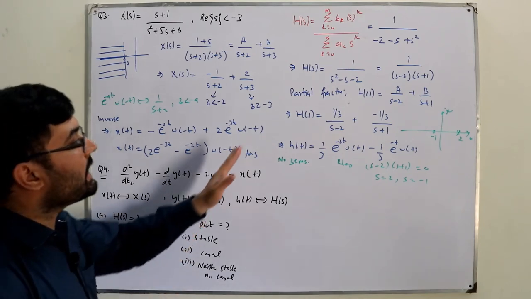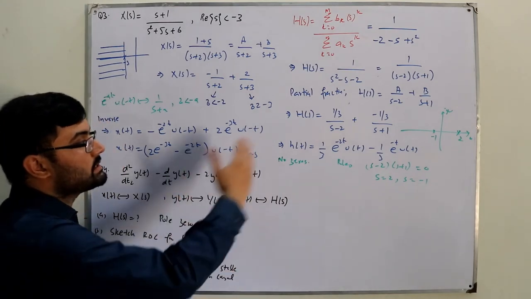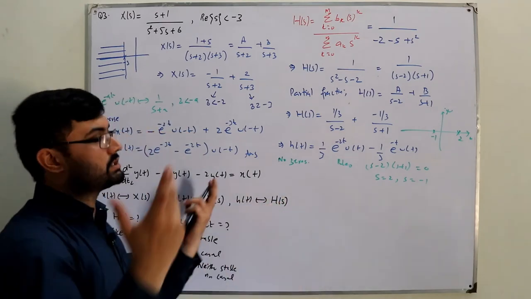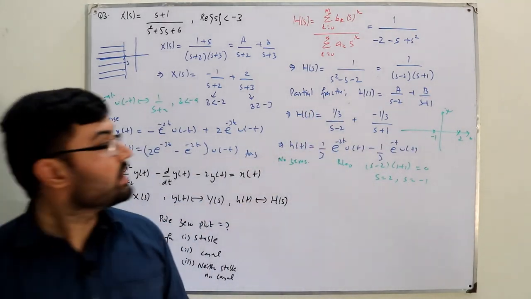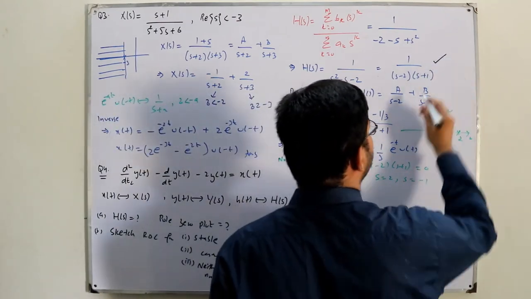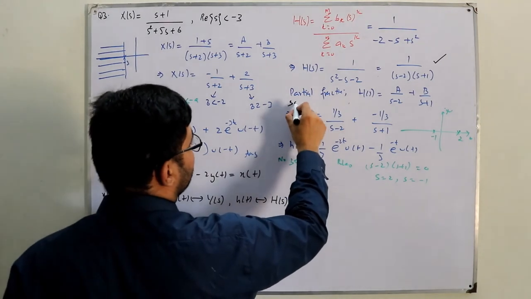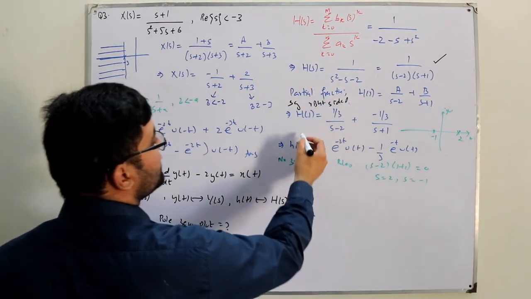This h of t I did, but I did wrong. Why did I do it wrong? Because I was not given that the system is right sided. I was not given it's causal or anything. I just supposed it to be like this. So my final answer is still here, okay? This I supposed to be right sided. Let's say right sided, because if you don't write it, then this could be wrong.